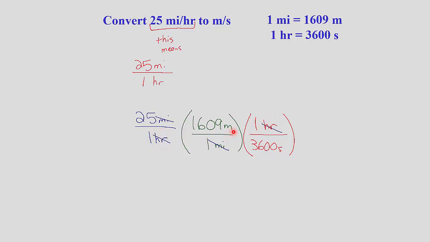And I'm left with, when I divide out all my quantities, meters in the numerator and seconds in the denominator. So when I multiply this out, I get that 25 miles per hour is 11.173 meters per second. In physics, this is a common conversion that we need to be able to do.